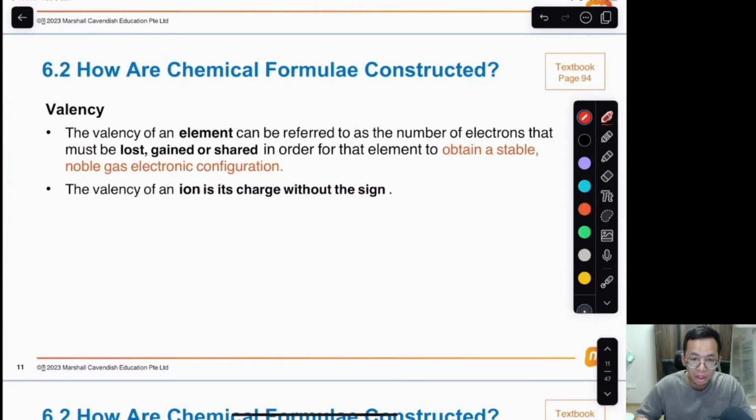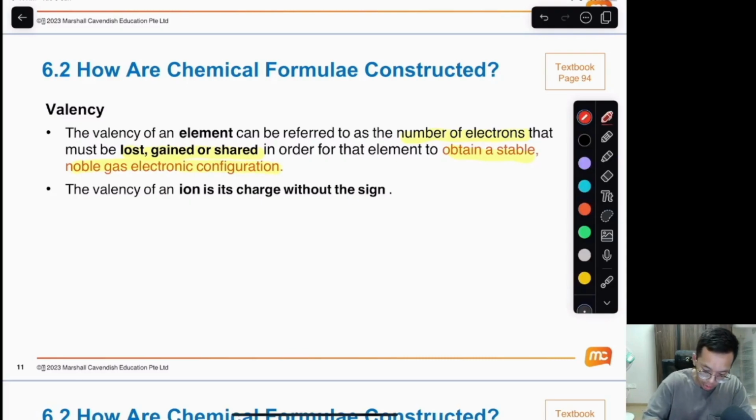So remember, when we were talking about chemical bonding in the previous chapters, we talked about a concept called valency, and valency, referring to an element, can be referred to as the number of electrons that must be lost, gained, or shared in order to obtain a stable noble gas configuration.